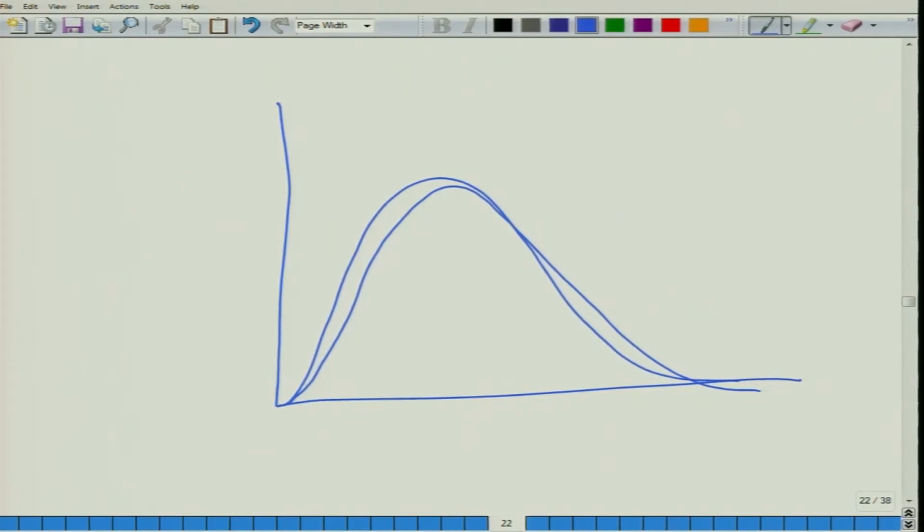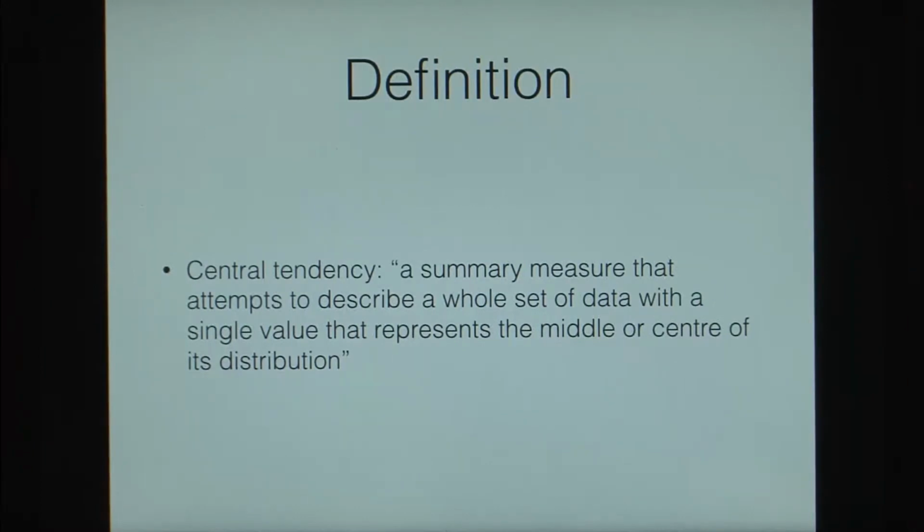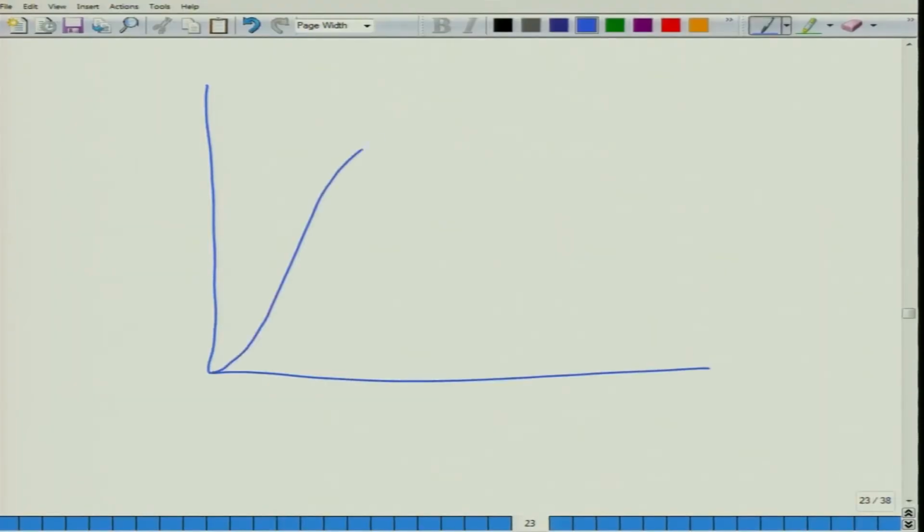So, to solve these problems, we need one value that can depict a distribution, and a measure of central tendency gives us that value. A central tendency is defined as a summary measure that attempts to describe a whole set of data with a single value that represents the middle or center of its distribution. Essentially, if we have a distribution and we say this is the center of the distribution, then this would be a measure of the central tendency.